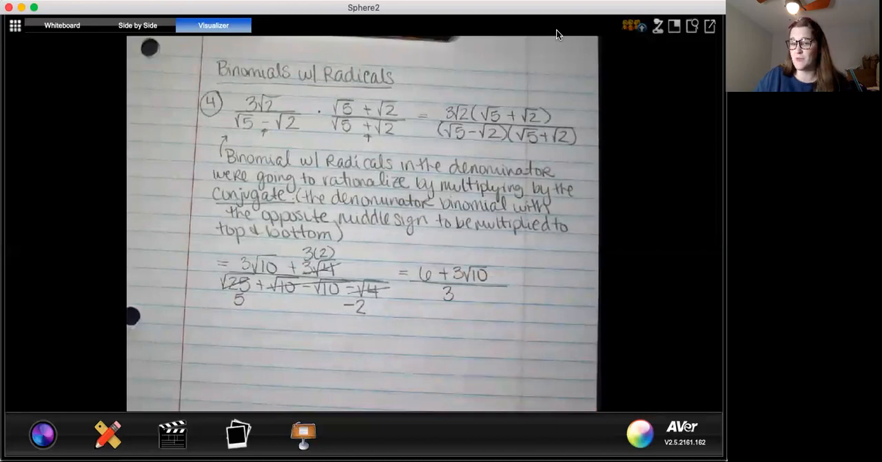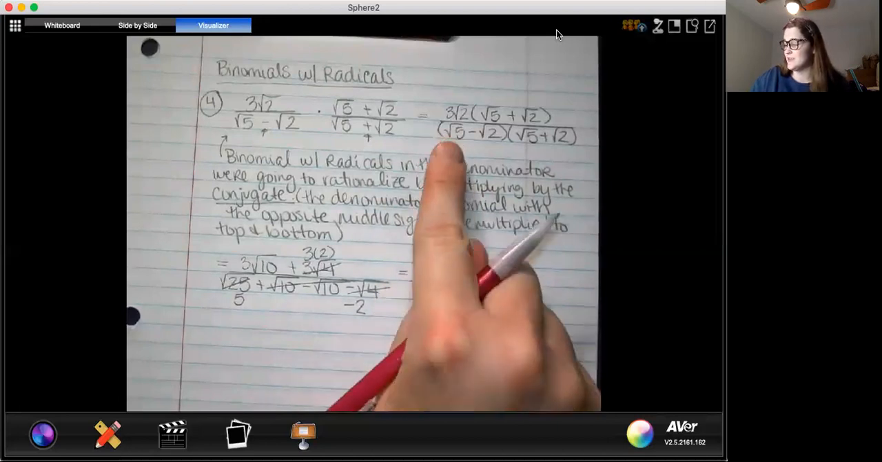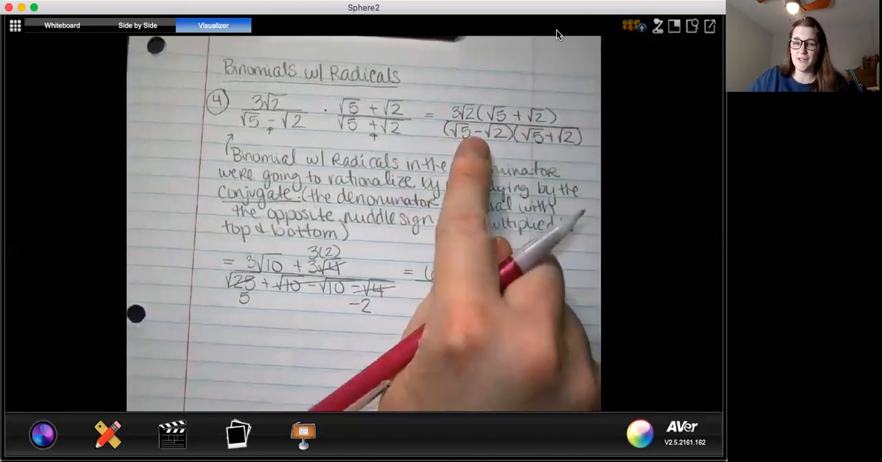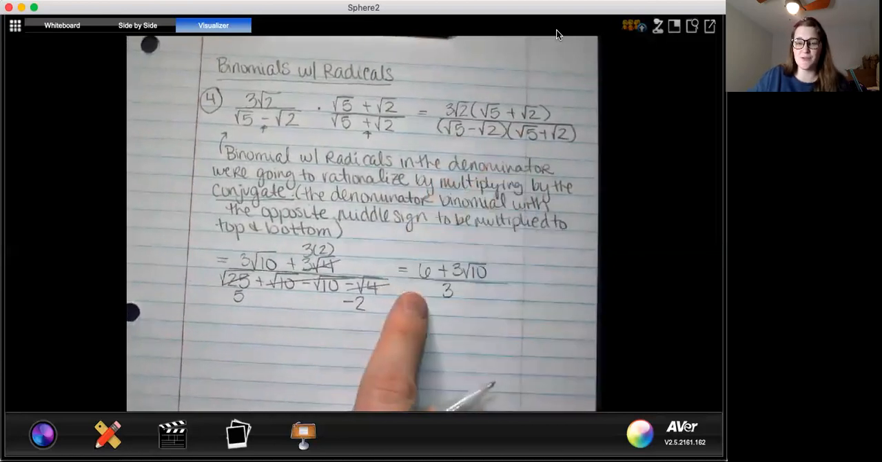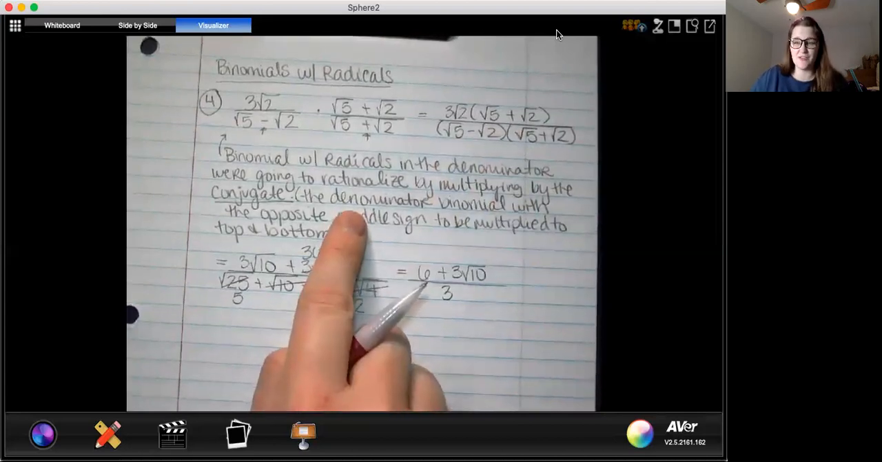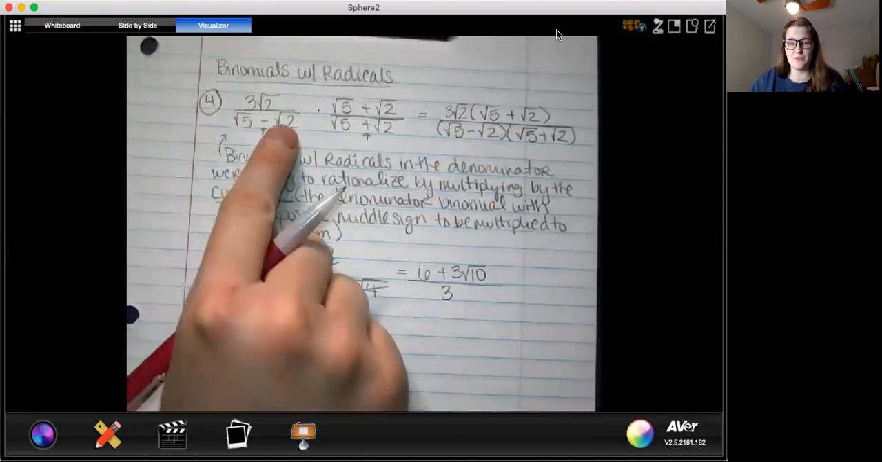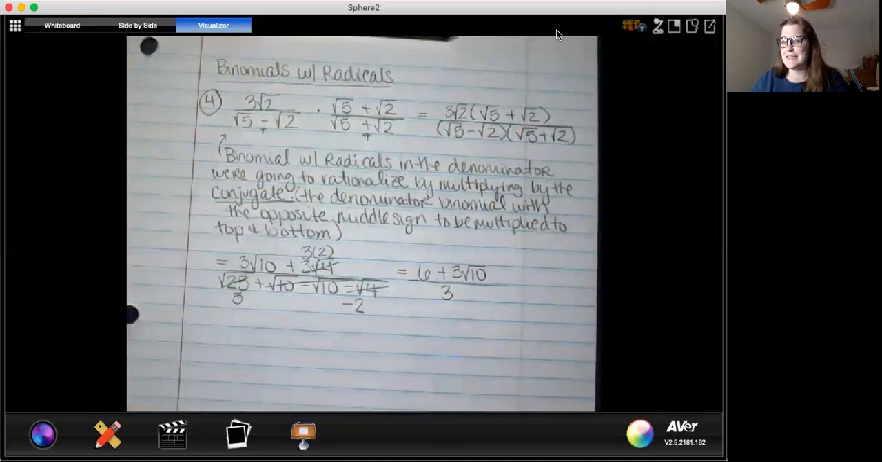Remember that when we multiply by the same thing but with opposite signs, we come out to a single number, which is kind of the point of the conjugate, right? You're trying to get rid of those radicals. So that's why we multiply by the same thing with an opposite sign, so that we can remain with a single number. If you do not end up with a single number, no radical, then something went wrong when you were multiplying.